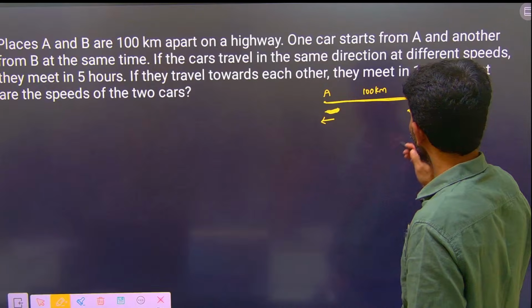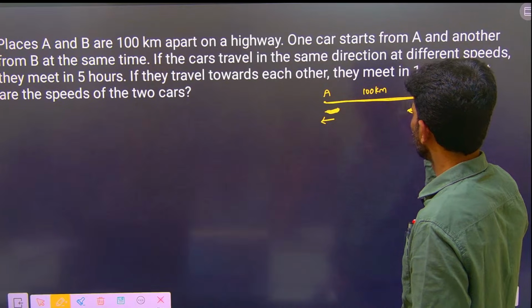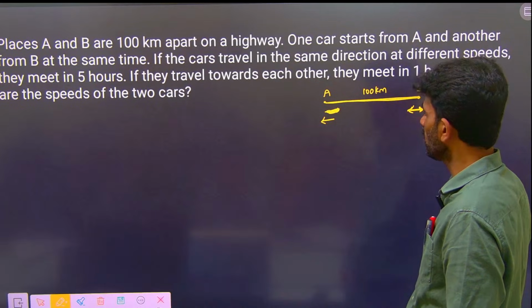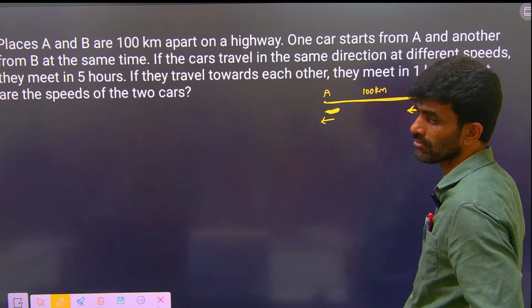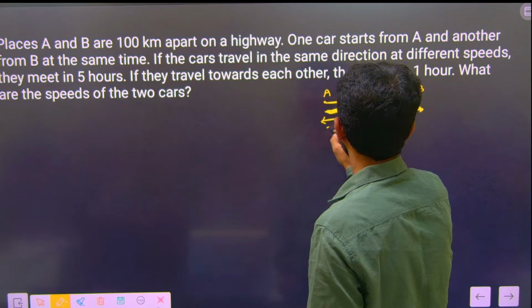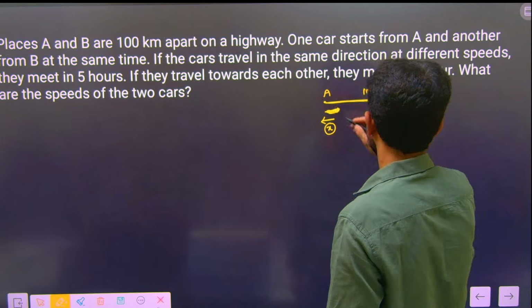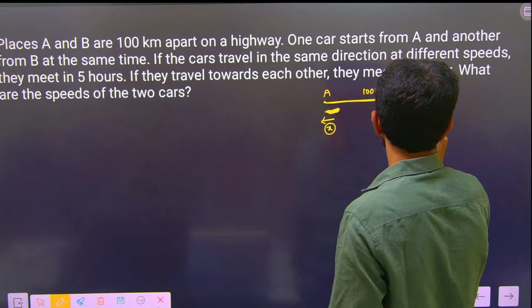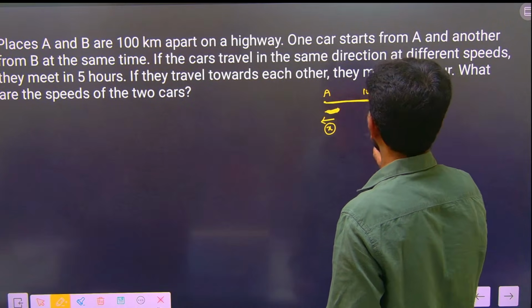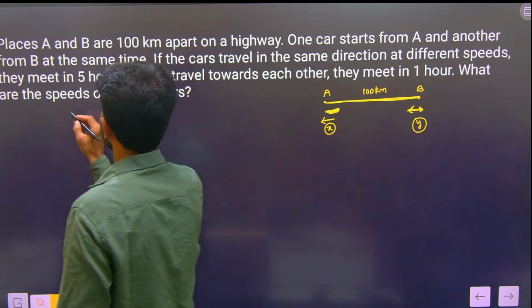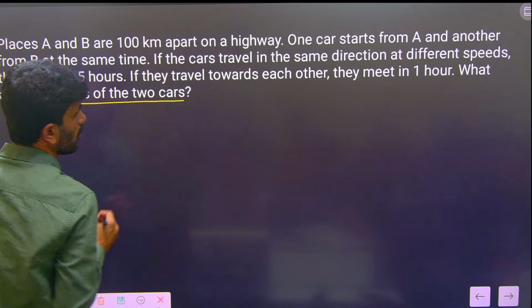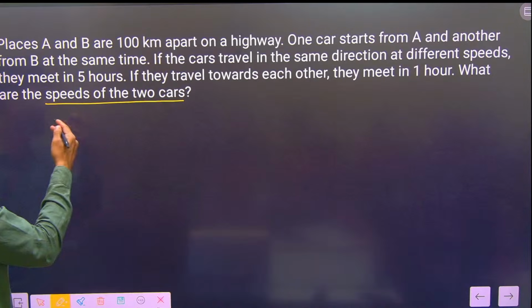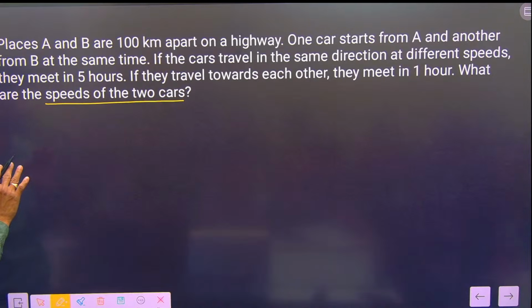What you should understand here is that the speed of B is more than the speed of A, then only the car at B will meet the car at A. Generally what we do is take the speed of the car at A as x and the speed of the car at B as y. Let's start again from the start. We have to find the speeds of the two cars. Whenever such a question comes, see first at the last what you have to find: the speeds of the two cars. That means the car at A and the car at B.